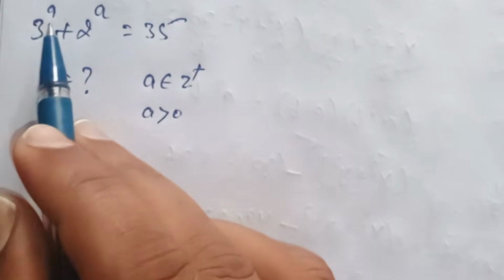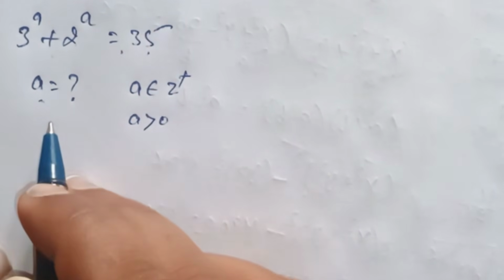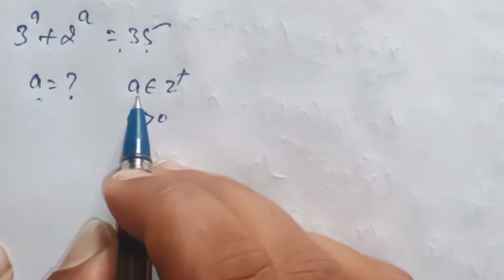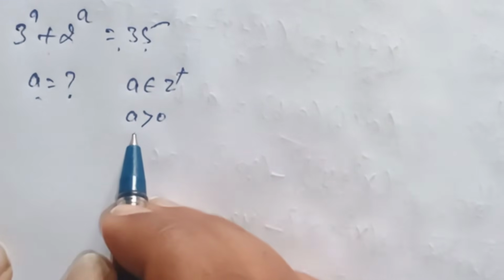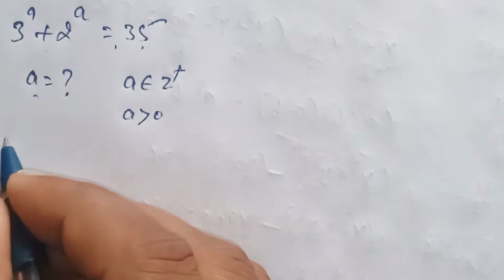The question says that 3 power A plus 2 power A is equal to 35. We want to find the value of A. The condition says that A belongs to the natural numbers, so A is greater than 0. So let us start the solution.